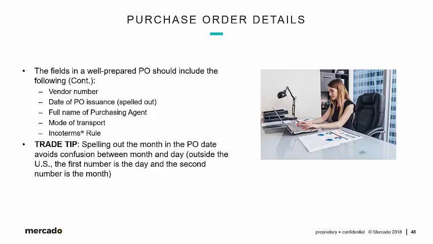The date of the PO issuance spelled out. Spell out April. Spell out June. We've talked about this before because if we use strictly numbers, 10/12/20, for example, in the United States means October 12th. And almost everywhere else in the world, 10/12/20 means December 10th. So we want to spell out the month. Just a little best practice there.